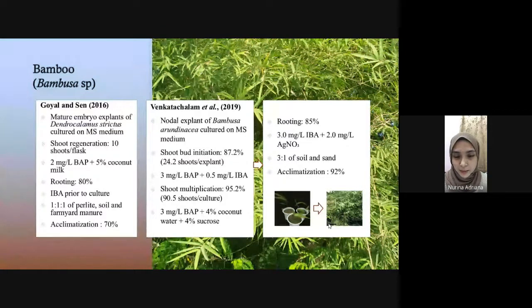Venkatachalam et al. 2019 used nodal explant of Bambusa arundinacea cultured on MS medium supplemented with BAP and IBA, and they achieved 87.2% of shoot bud initiation. When cultured on medium supplemented with BAP mixed with coconut water and sucrose, they achieved 95.2% of shoot multiplication. 85% of rooting was developed on medium supplemented with IBA and silver nitrate. 92% of survival rate was achieved for acclimatization using a ratio of 3:1 of soil and sand.